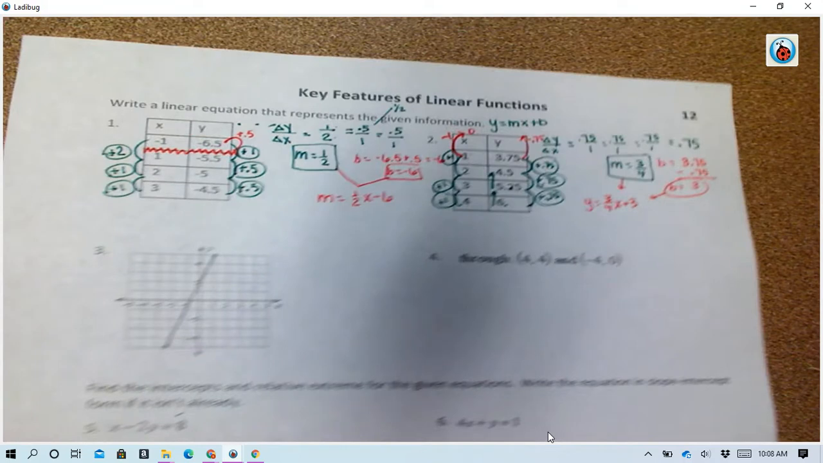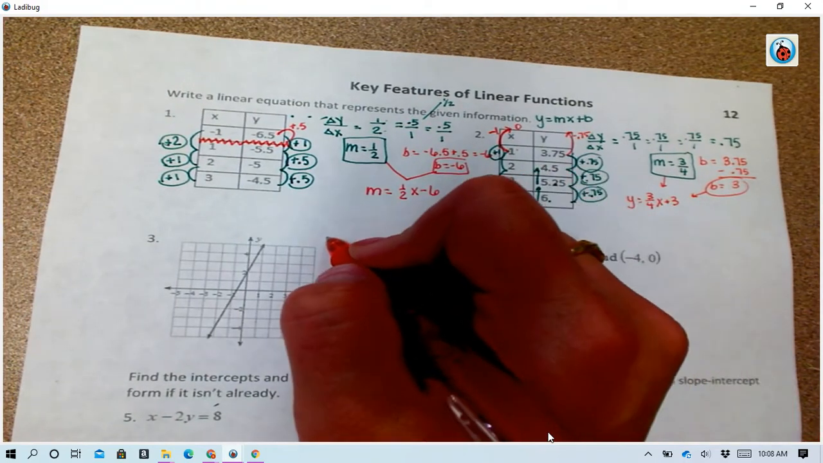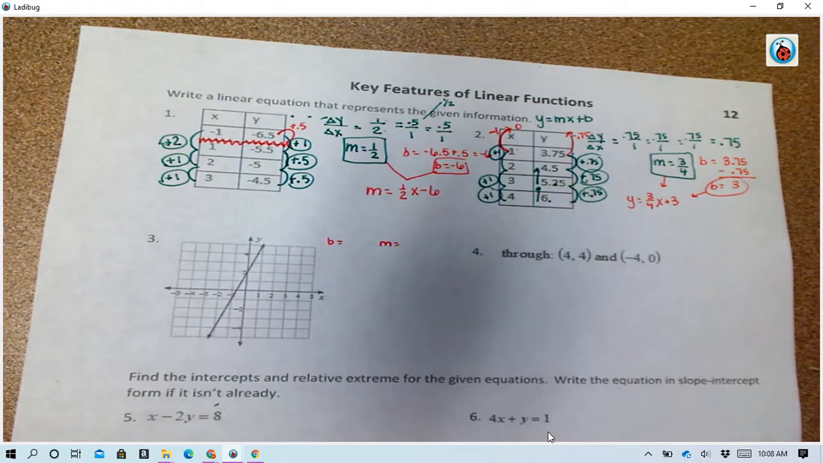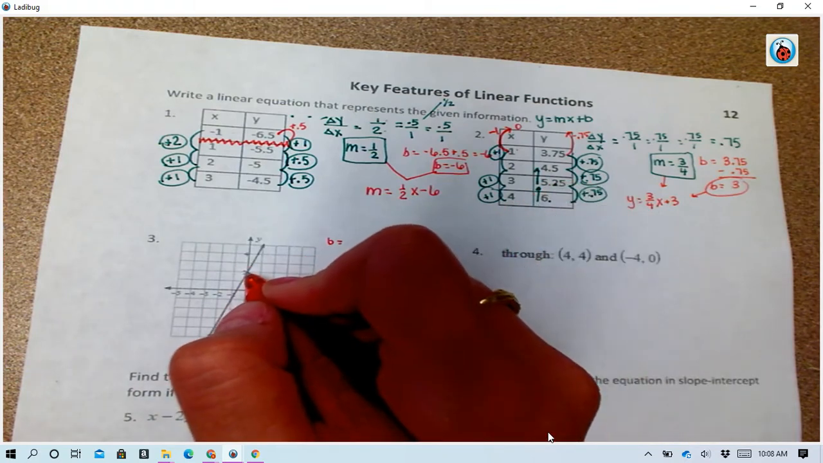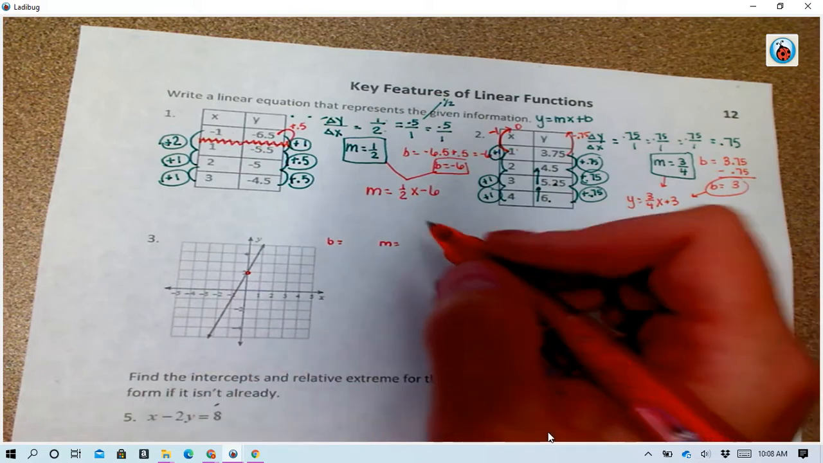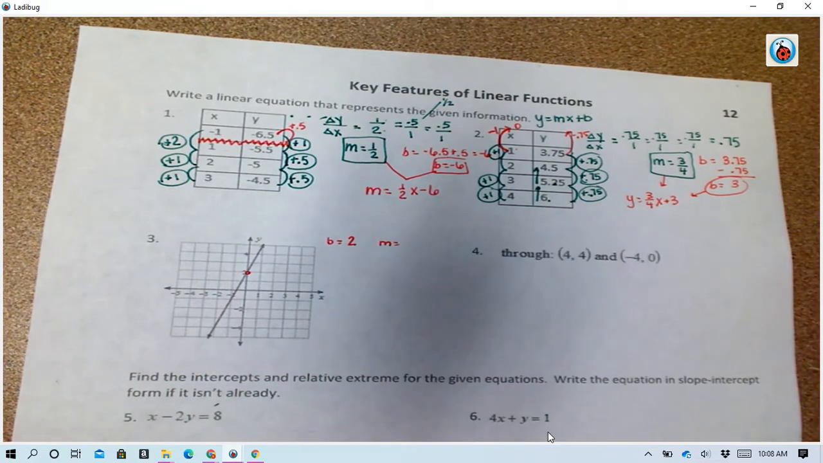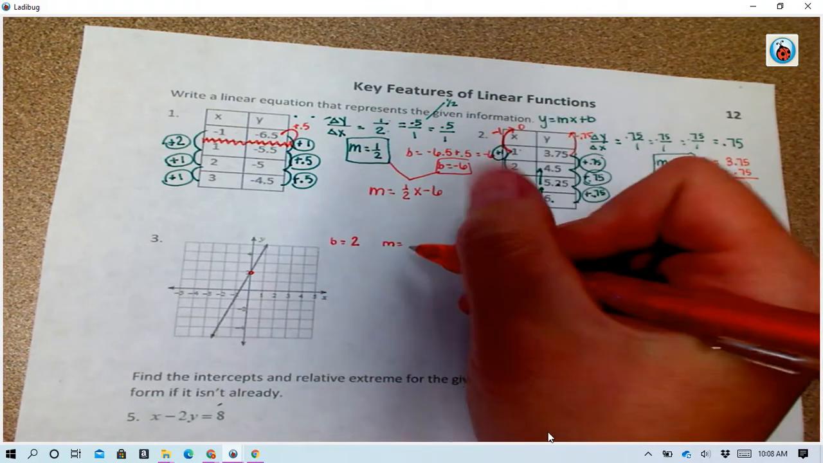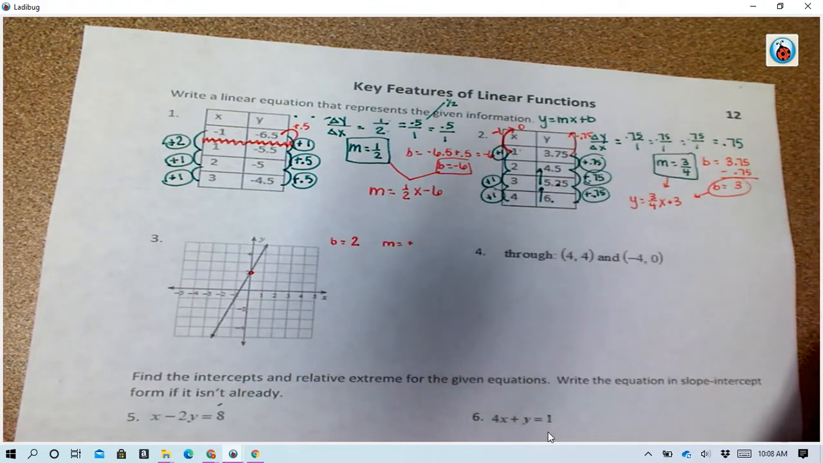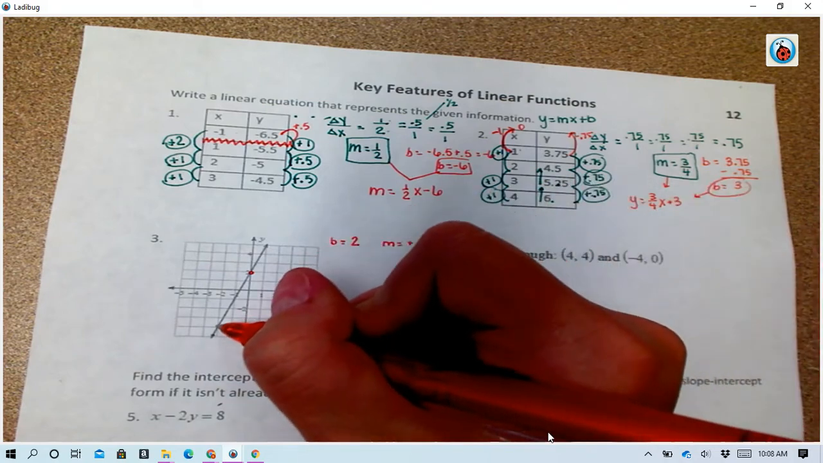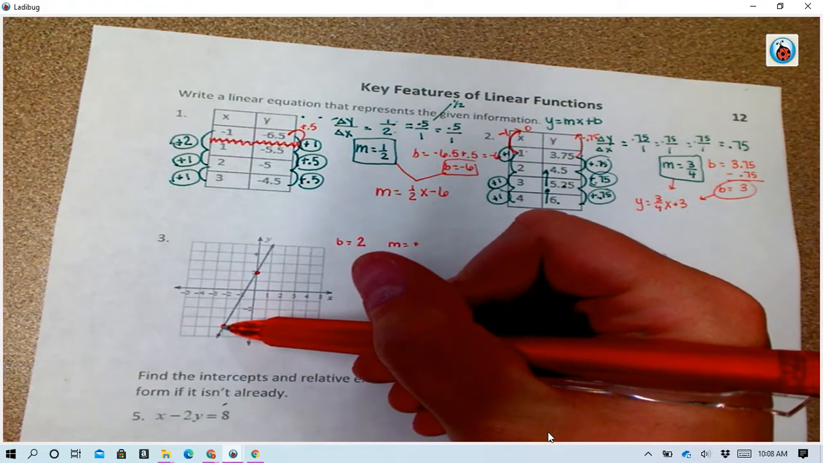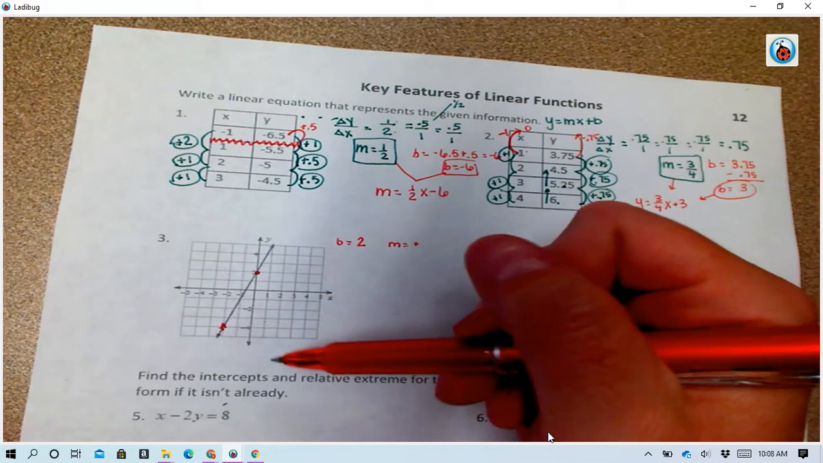Number 3 is a graph. It's fairly simple. I always start off on a graph by finding my y-intercept and then calculating my slope. Your y-intercept is wherever it crosses the y-axis, which is 2. We know this is a positive slope because it goes from bottom left to top right. And then you just have to figure out how it moves. So you just pick another point where it crosses at the corners of two whole numbers, and you figure out your rise over your run.